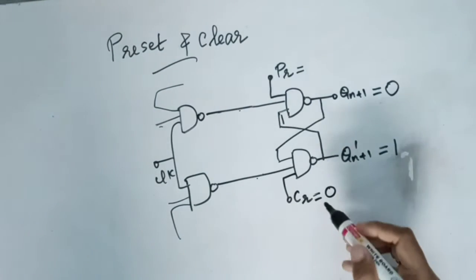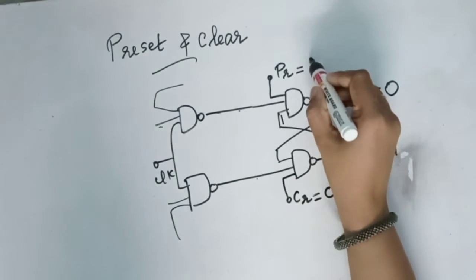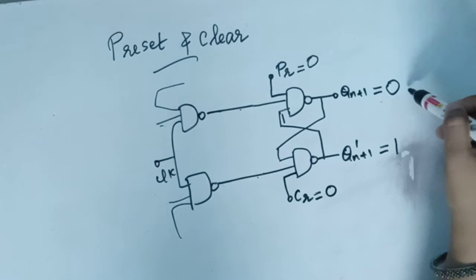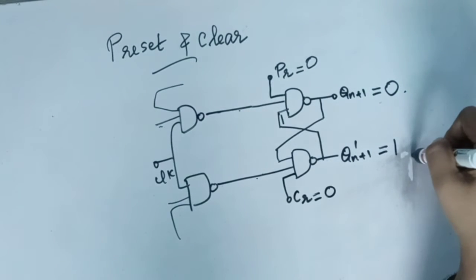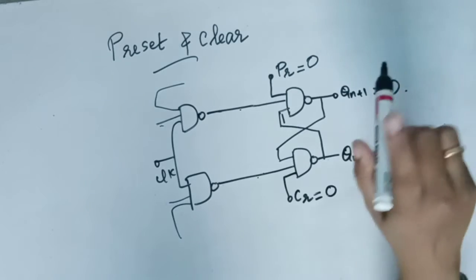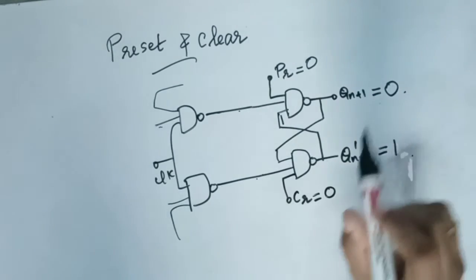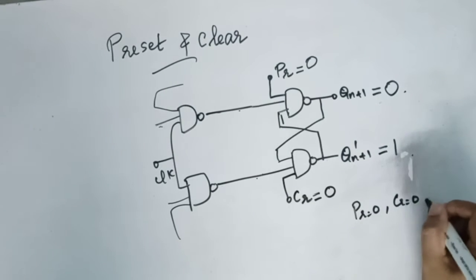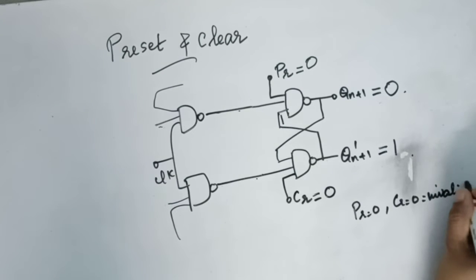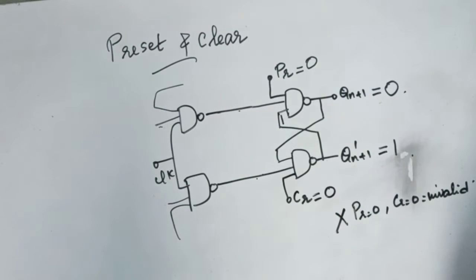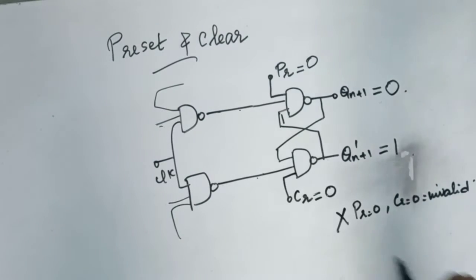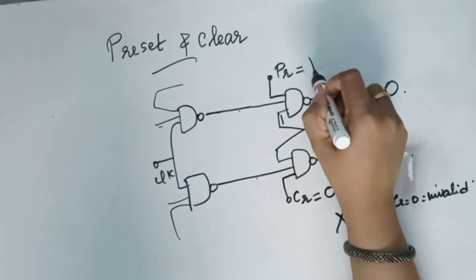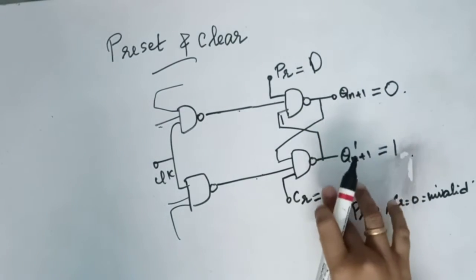Now suppose when clear is 0, preset is also 0. What happens? Preset 0 means this becomes equal to 1. Clear 0 means this becomes equal to 1. Both will be equal to 1. That is invalid. So keeping preset equal to 0 and clear equal to 0 is invalid. This is never taken. So when clear is equal to 0, preset should be equal to 1. When preset is equal to 0, clear should be equal to 1.